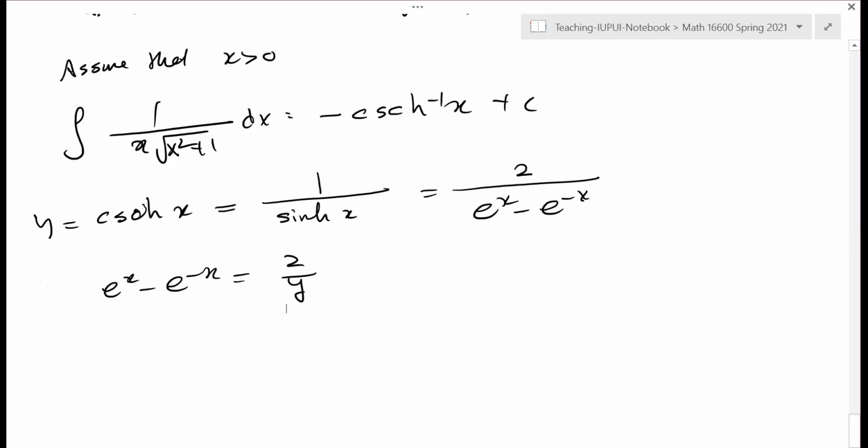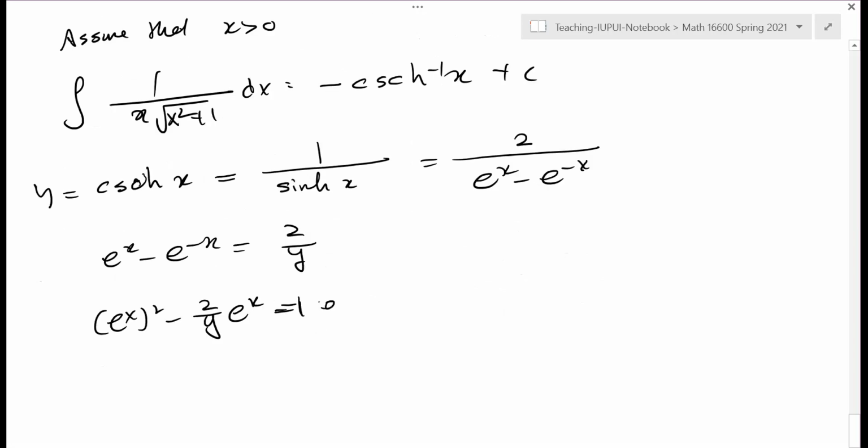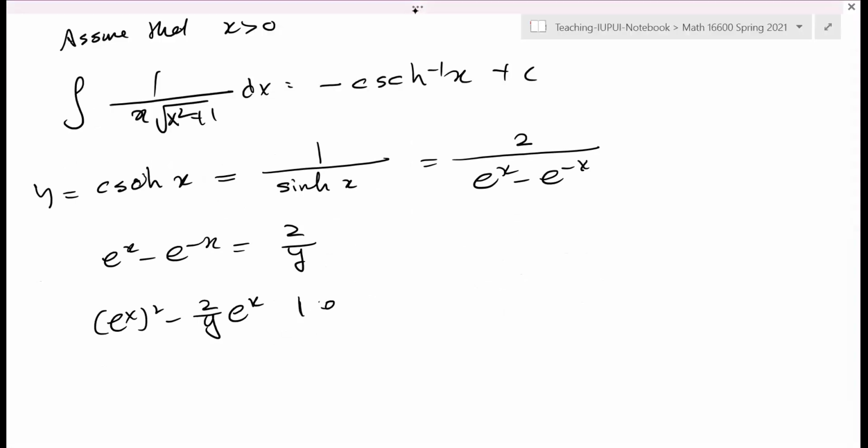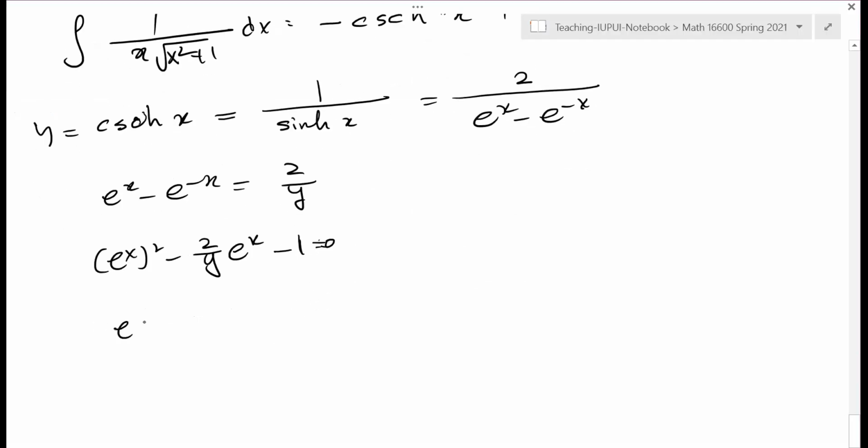Let's find this formula, the inverse function. Then you multiply both sides by e to the x, so you get this quadratic equation. This is a minus 1. Then you solve for e to the x. It's going to be plus or minus, 2 over y, squared minus 4ac, so plus 4.